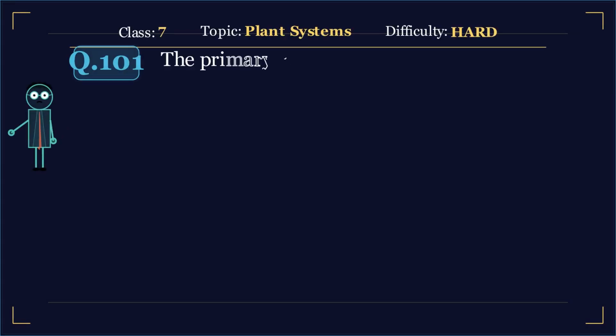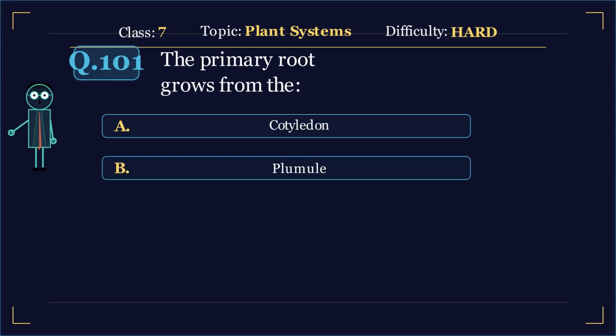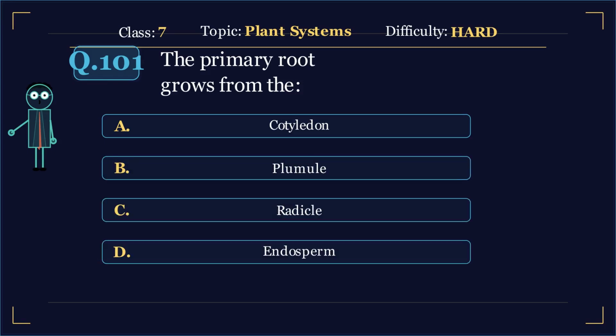Question 101. The primary root grows from the: Option A, cotyledon. Option B, plumule. Option C, radicle. Option D, endosperm. The correct answer is option C.